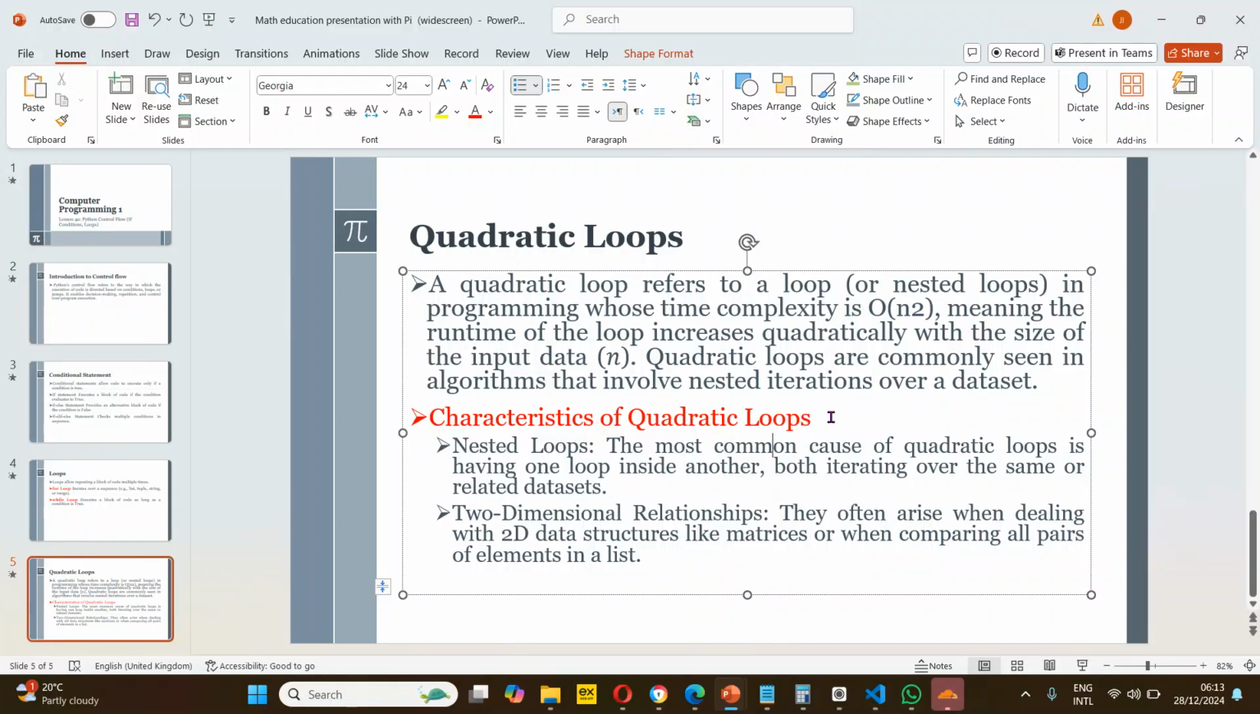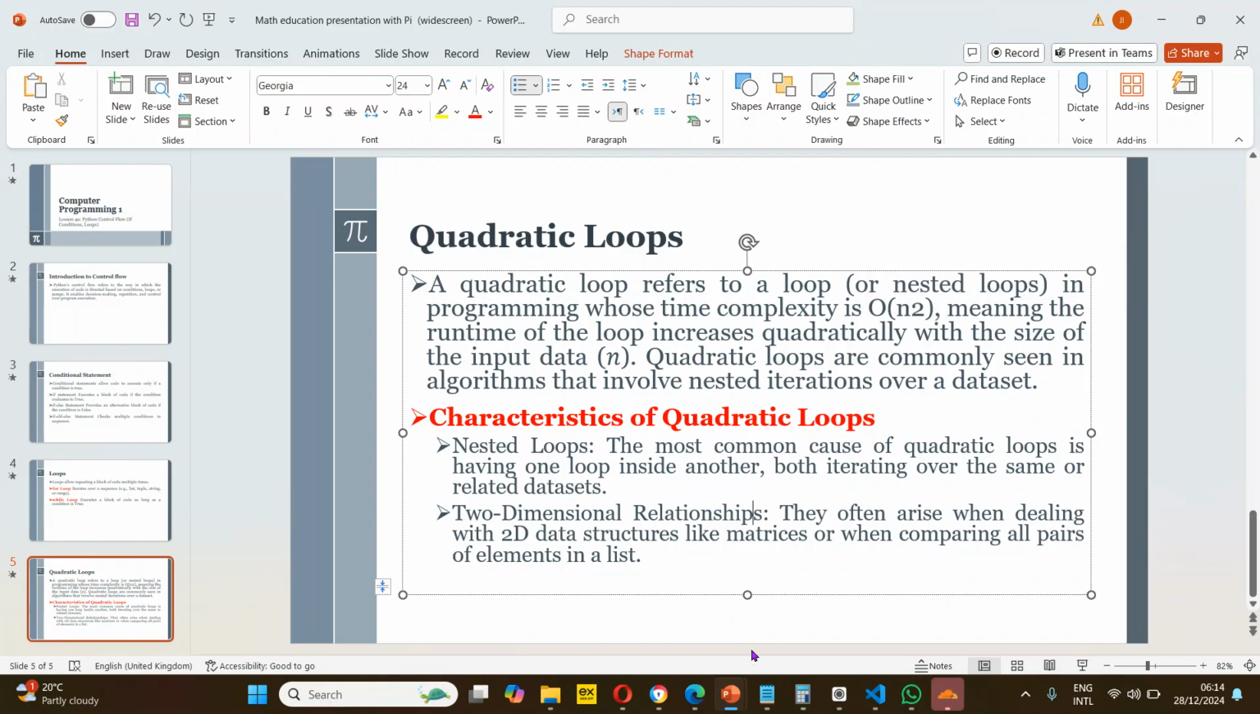So what are the characteristics of the quadratic loop? The nested loop: the most common cause of a quadratic loop is having one loop inside another, both iterating over the same or related data sets. There is also a two-dimensional relationship. They often arise when dealing with 2D data structures like matrices, or when comparing all pairs of elements in a list.